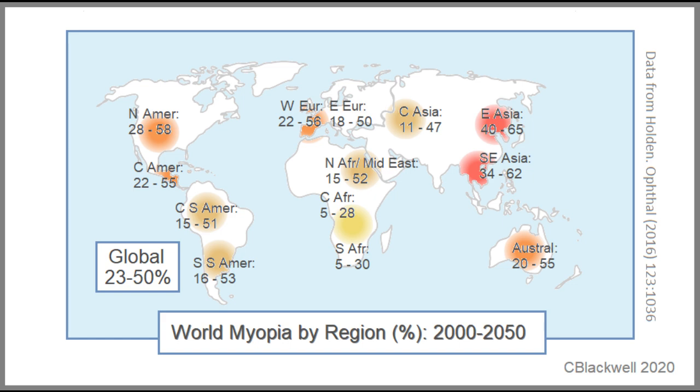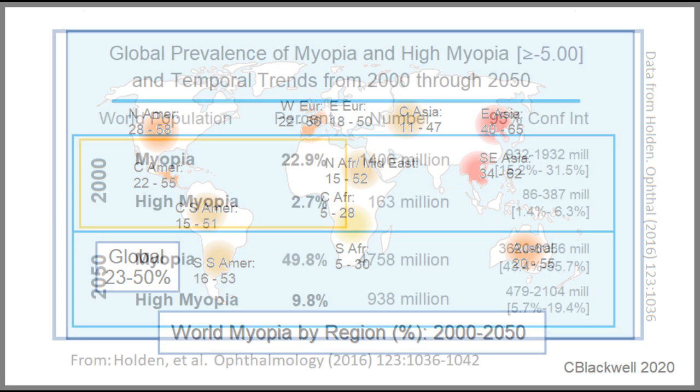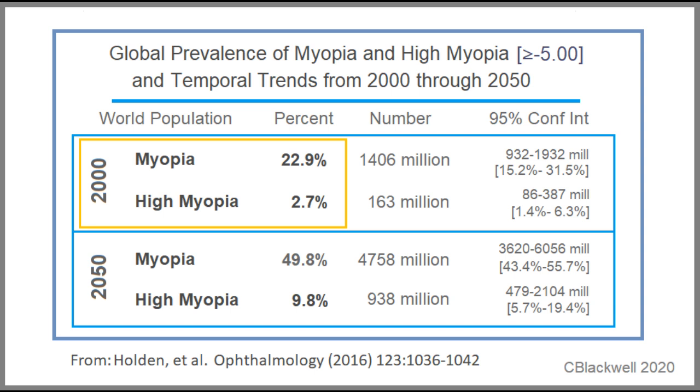Now, relating myopia levels and risk, back to our world map. The figures from Holden showed us in the year 2000 about 23% of the world was myopic, and just short of 3% was highly myopic, the high-risk group. By the year 2050, almost half the world will be myopic, and almost 10% will be highly myopic, with all the risks that carries.